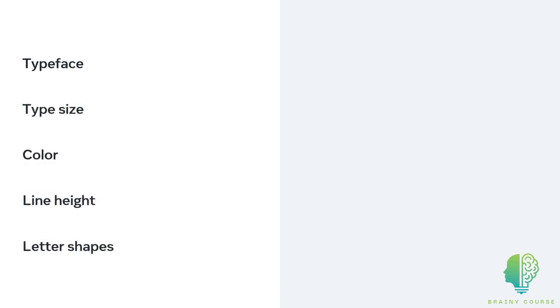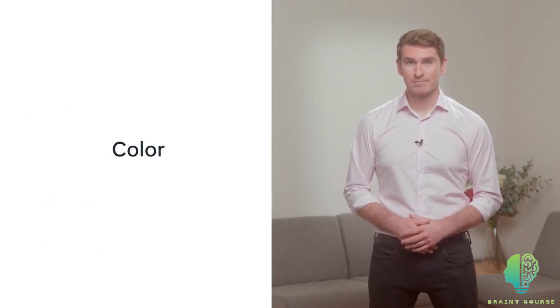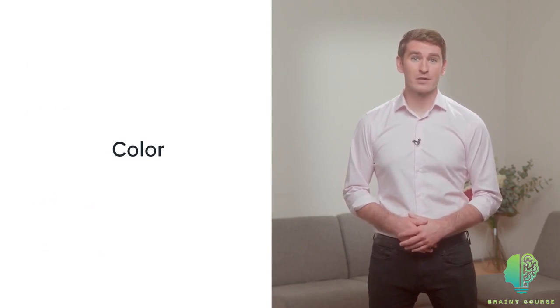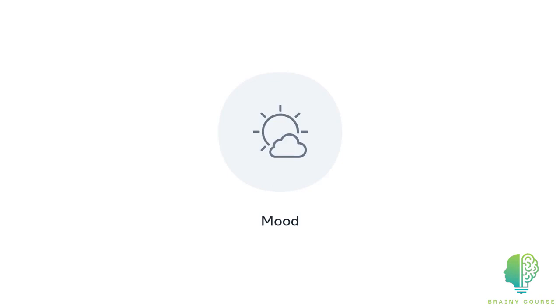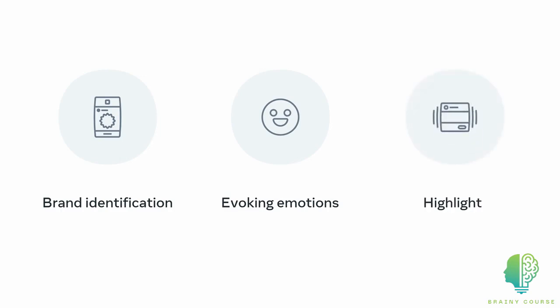To make reading enjoyable, there are some typographic elements that must be properly balanced. And these are typeface, type size, color, line height, and letter shapes. The next element is color. Did you know that all elements can be given color? Colors set the mood, and it is an effective tool for developing brand identification and evoking emotions. Color can also highlight particular parts of your design layout.